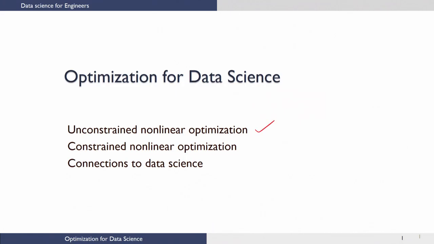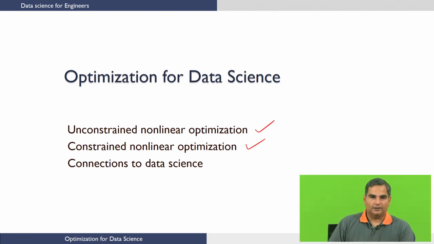While all of these types of problems have some relevance from a data science perspective, we will focus on two types of optimization problems which are used quite a bit in data science. One is called unconstrained nonlinear optimization, and the other one is constrained nonlinear optimization. And as I mentioned before, we will also describe the connections to data science.